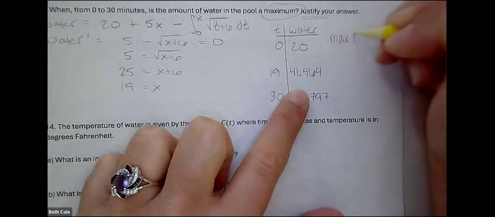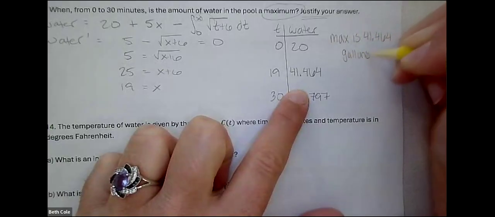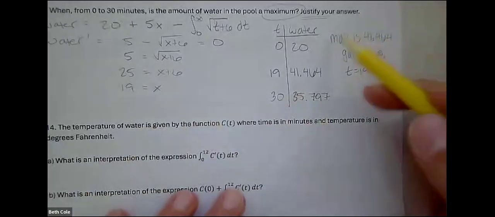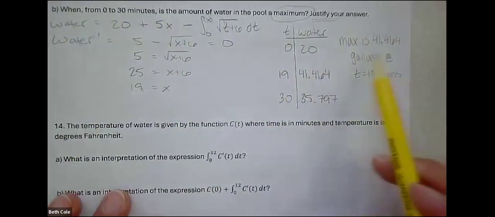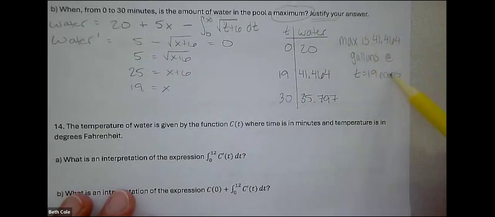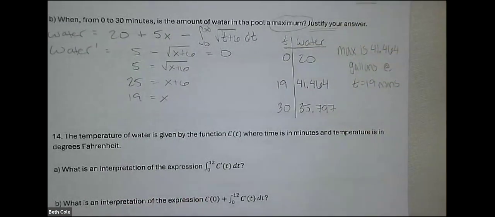And our maximum amount, max, is 41.464 gallons at time equals 19 minutes. You want to get in the habit of writing it this way every time. In this case, they asked for when, so they wanted the 19 minutes. Sometimes they ask for the amount though, and sometimes they ask for both. So if you write it this way every time, then you're always going to get it right. Just say, this is the maximum amount at this time. And again, the chart is the justification, so you don't have to do anything else.